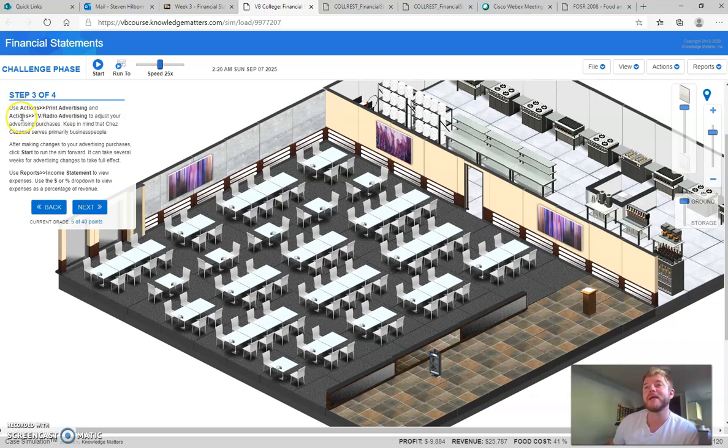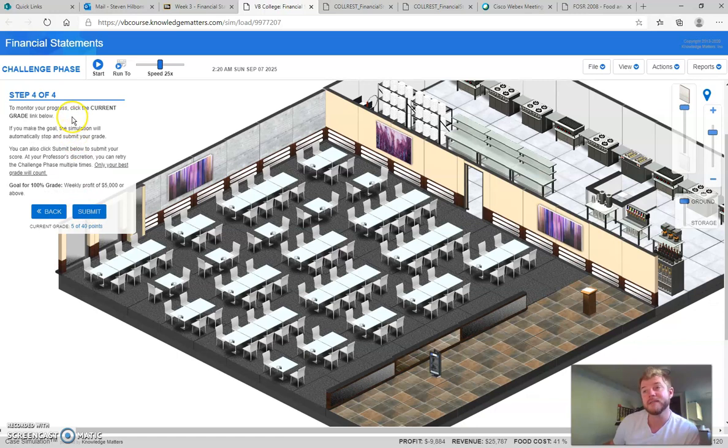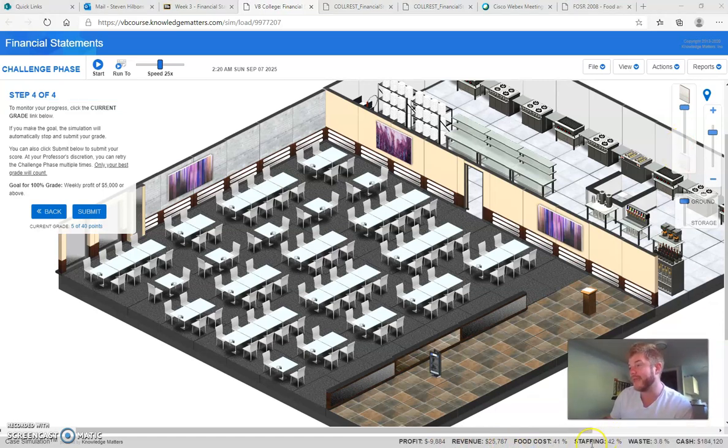And here it does give you an idea of what to look for. It says look in print and advertising and TV and radio advertisements to adjust those purchases. And when you are done, you are making a weekly profit of $5,000. So you can see here we are making a profit of negative $10,000. Our revenue is about $25,000. And while we can't really control this quite yet, in the future, both of those are high. So you want those both being 30-ish. Staffing probably even below 30%, probably like 20, 25%.